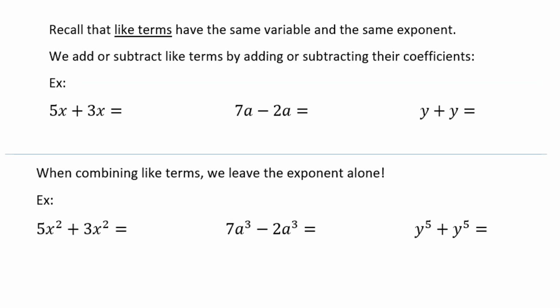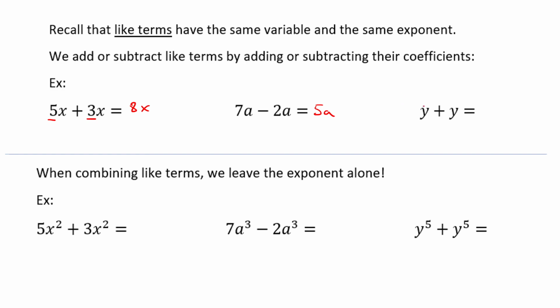We're going to be working with polynomials quite a bit over the next few months, and we will need to know how to combine like terms. Okay, if you've forgotten, we remember that we combine the coefficients. 5 and 3 gives us 8. Right? As long as we have the same variable, then we're allowed to combine those things. 7a minus 2a, right? This time we're subtracting 7 minus 2.